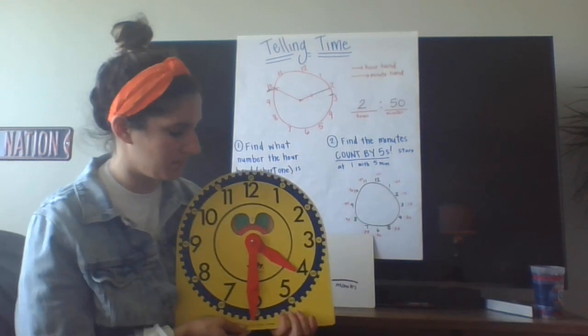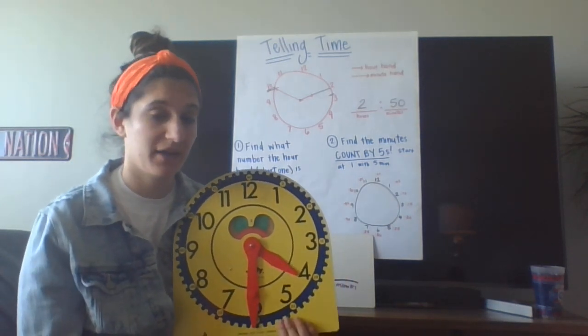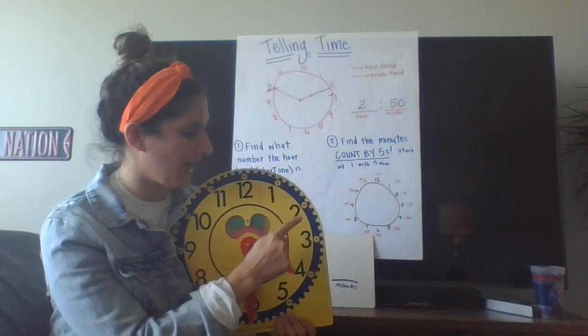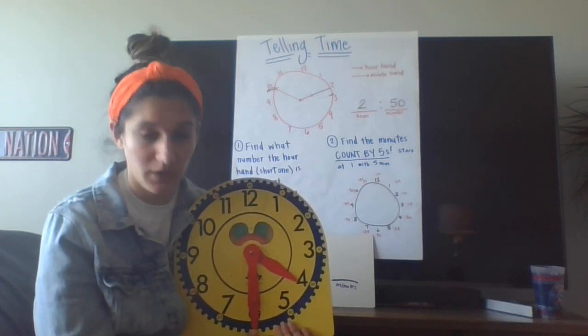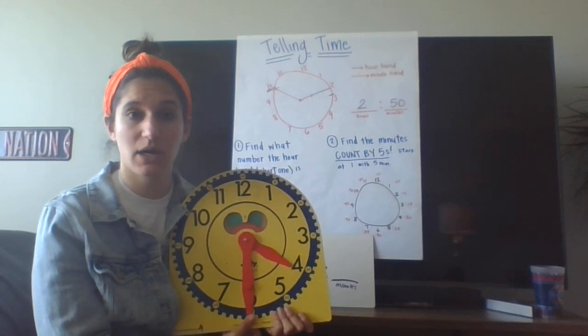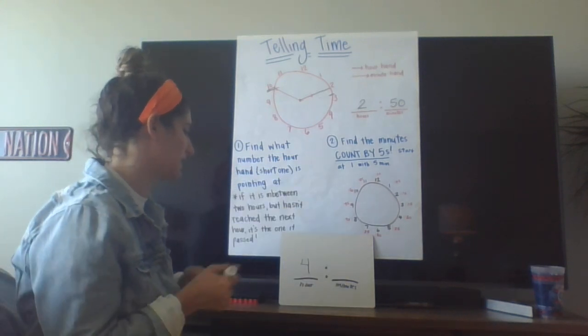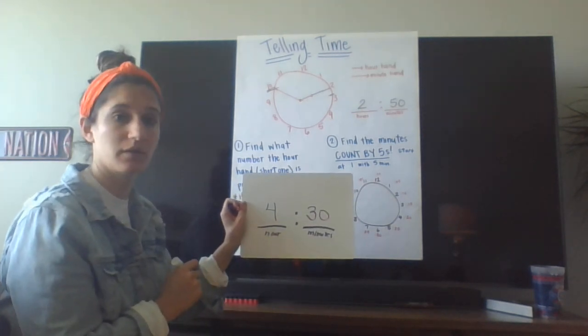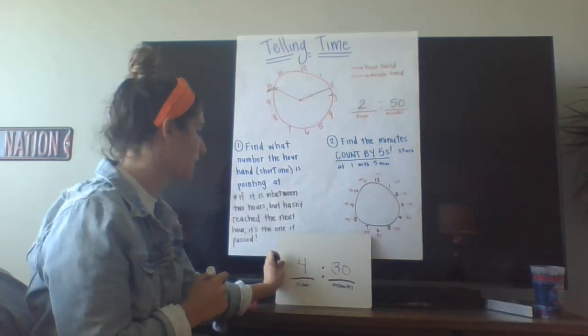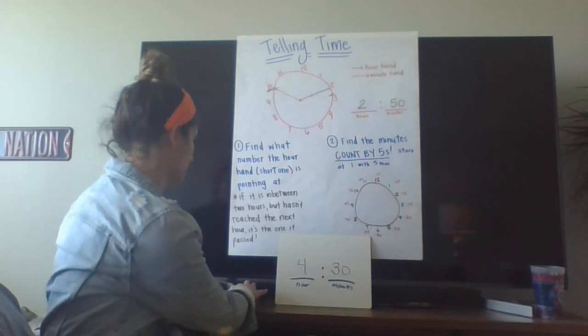Now to see how many minutes have gone by, we count by 5 and we start at 1. 5, 10, 15, 20, 25, 30. We stop here because this is where our minute hand is. The time on this clock is 4:30. We write it just like that. All right, let's do a few more.